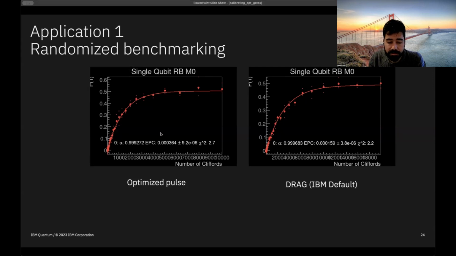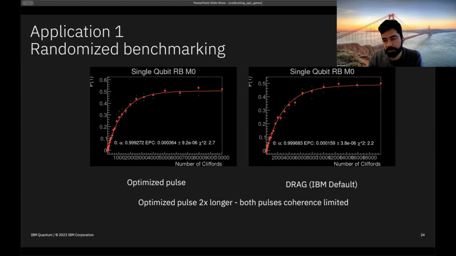So this is the optimized pulse. This is DRAG, and you can see the fidelity is a bit worse for ours. But it's only because, actually, I should have mentioned this on the previous slide, our pulse is 2 times longer. So to build in these properties, we could probably go shorter, but as a proof of concept, this was where we got in terms of pulse length. But yeah, so the pulse is longer, and it turns out both of these are coherence limited.